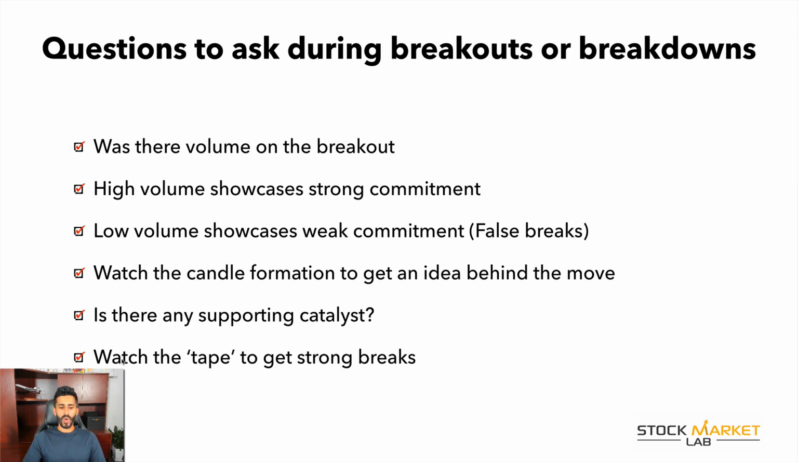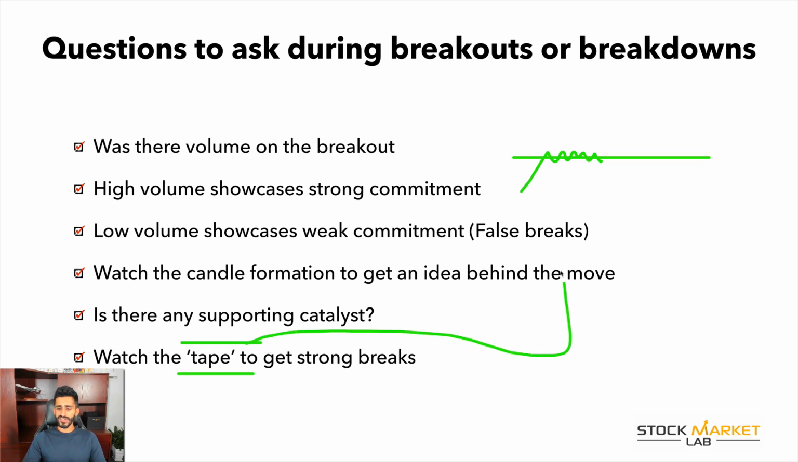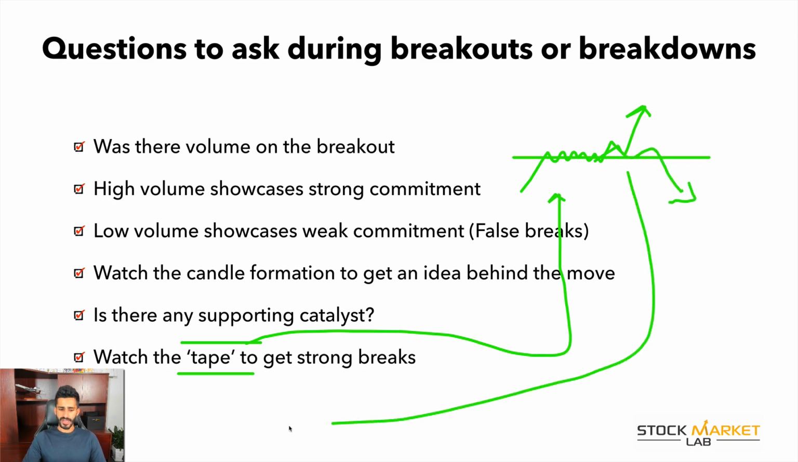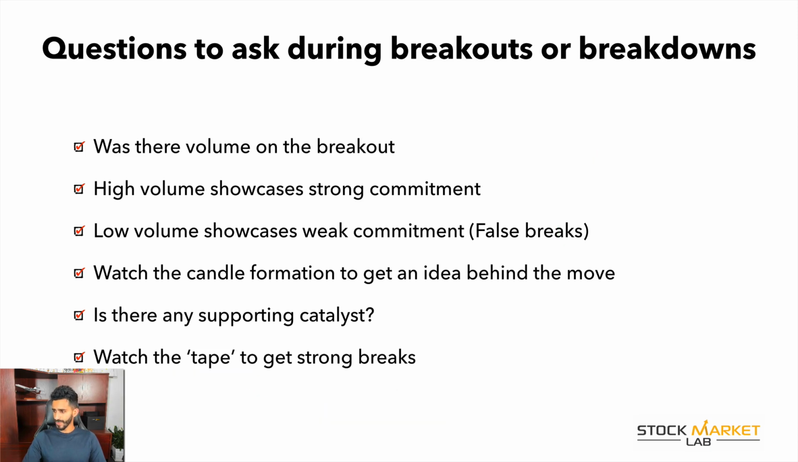And next, you can watch the tape to get strong breaks. If a stock is around a critical level, one thing I like looking at is the tape. I like to look at time and sales. I like to look at level 2. I like to see, is there aggressive buying or aggressive selling happening? That allows me to catch certain pops up or breakdowns on the downside. Like I mentioned before, this takes a lot of time to get good at. So let's go over some examples and break it down.